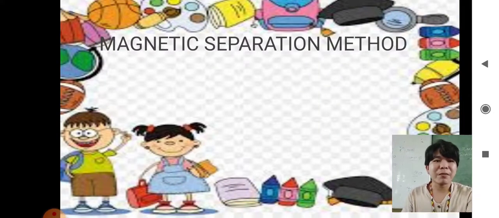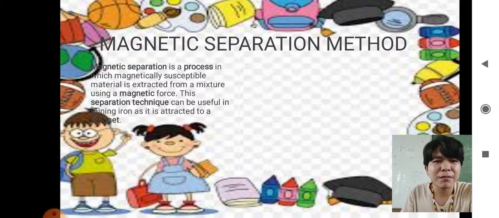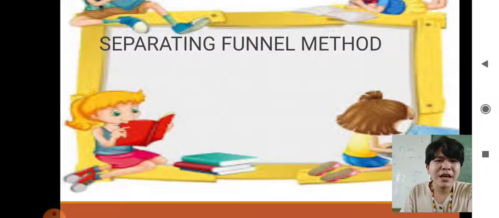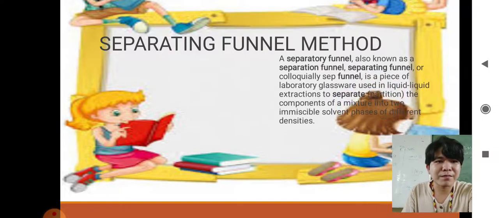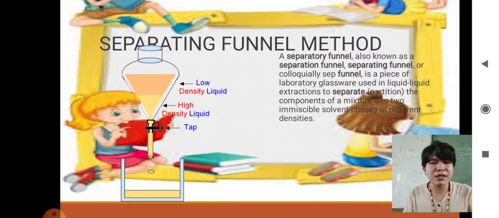And of course, magnetic separation method. I really tried this during high school, where we separate with the use of a magnet the sand mixed with small particles of iron rust or small particles of metal. So that is it. And of course, separating funnel method. Of course, with the use of this one, it is similar to filtration, in which we will use what? Of course, filter paper.